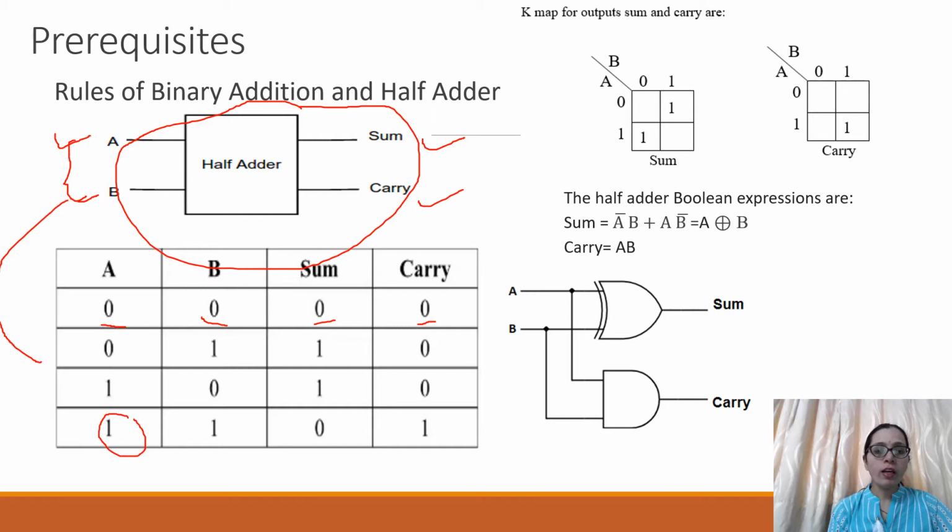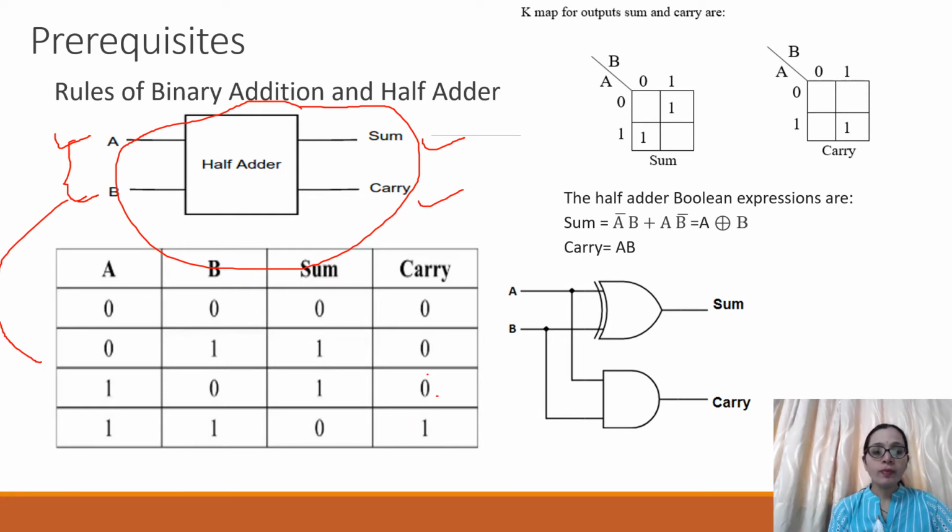For A 1 and B 1, the output is 2. Therefore, how is it represented? Sum 0 and carry 1. Similarly, for A 0, B 1, sum is 1 and carry is 0. For A 1, B 0, sum is 1 and carry is 0. So this table is also referred to as the rules of binary addition, and the same is used to design the half adder.